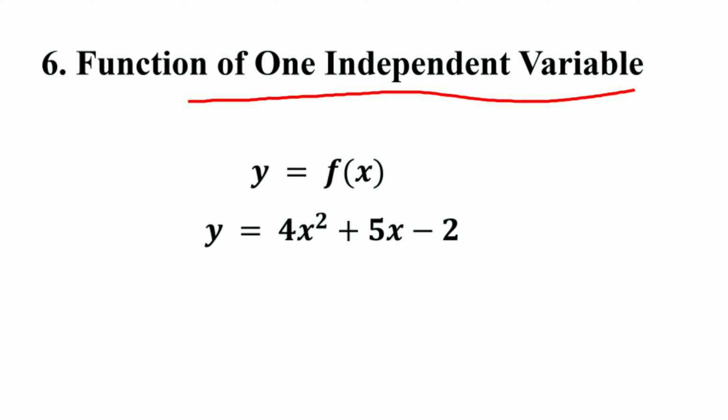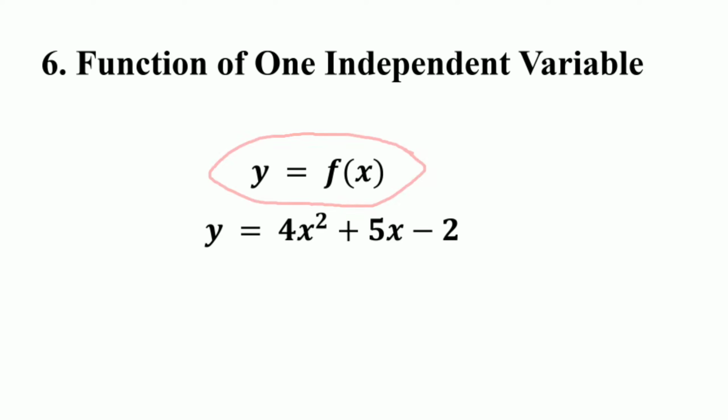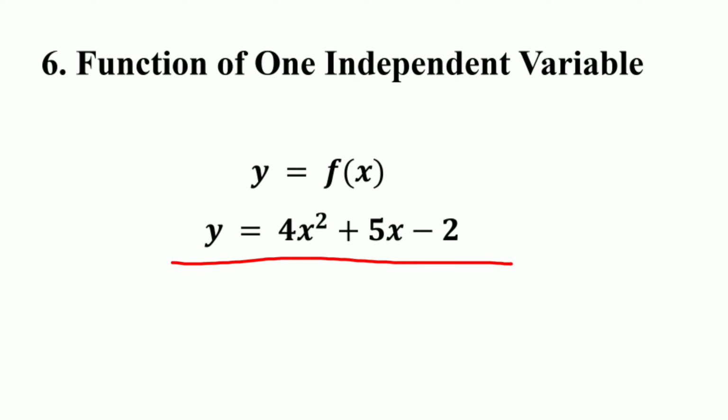Next, we have a function with one independent variable. That is, if we have two variables, x and y, such that x is the independent variable and y is the dependent variable, where y depends upon x, then we can say that y is a function of x. For example, y equals 4x square plus 5x minus 2. In this example, y is the dependent variable, and we have only one independent variable, that is x.